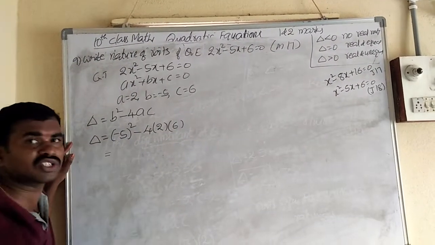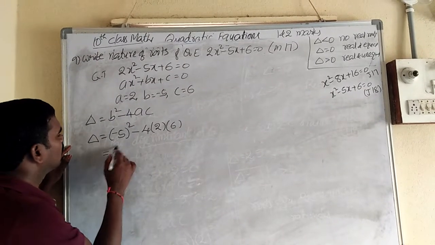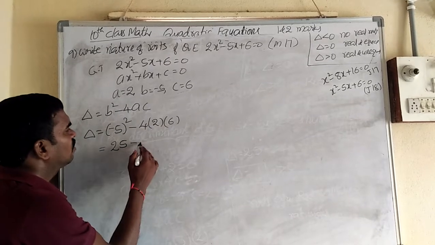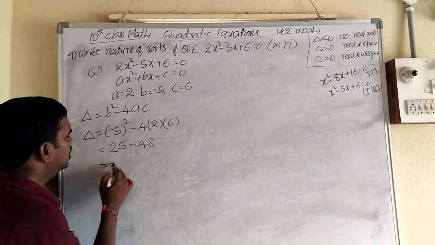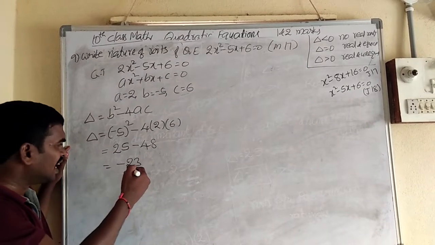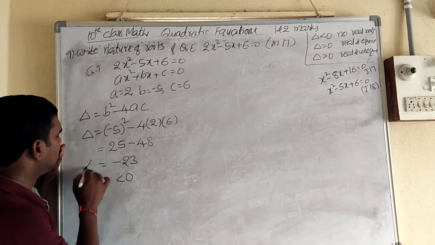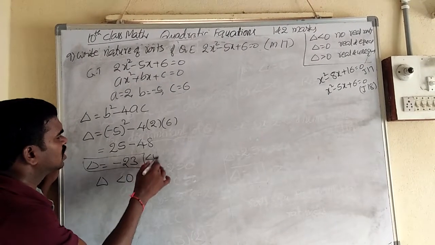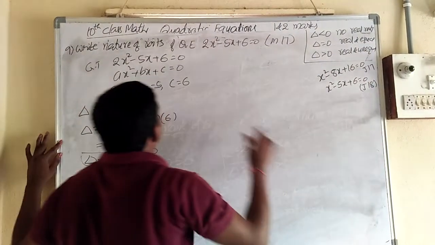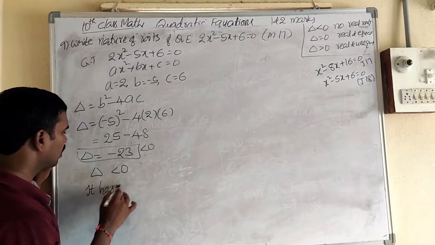Minus 5 whole square is minus 5 into minus 5, so minus into minus is plus, 5 into 5 is 25. Next minus 4 into 2 is 8, 8 into 6 is 48. So how much is it? Minus 23. Is it positive? Negative. Negative means it is less than 0. The delta value minus 23 is less than 0. So less than 0 means no real roots. So it has no real roots.